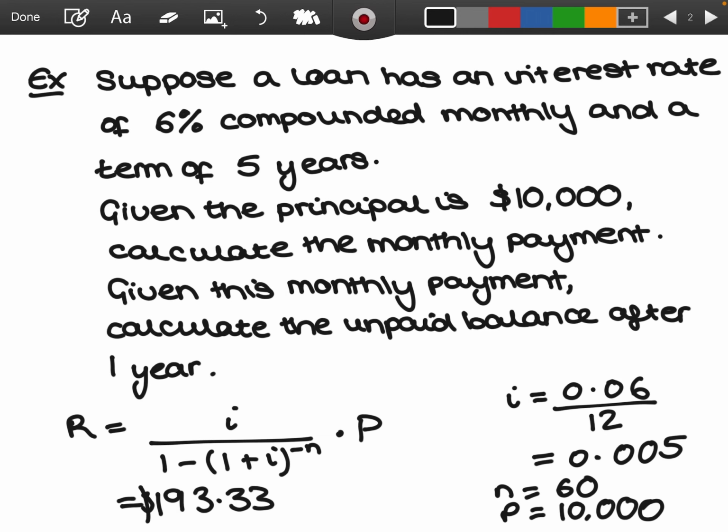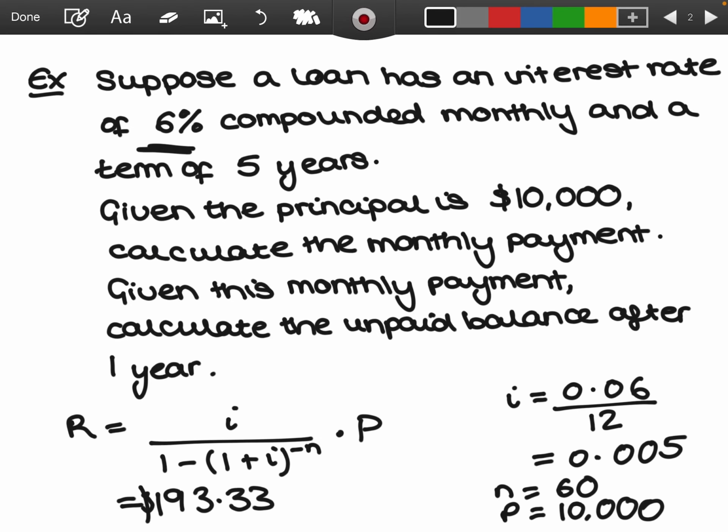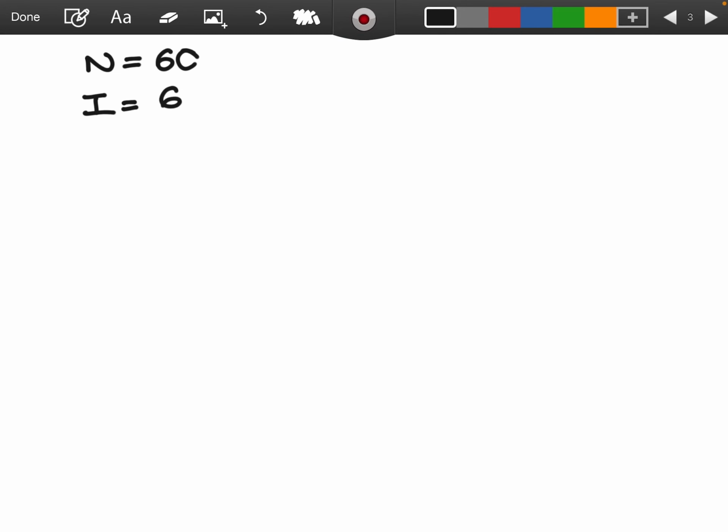If you go to your TVM solver, so you're going to go into apps on your calculator, finance and TVM solver, I'm going to tell you what the numbers are to plug in. So this time N, a capital N, is the number of payments, which again is going to be 60. We've got 60 payments here. I is the interest rate that is stated. It deals with the fact that it's compounded monthly, that comes later on. I is just the stated interest rate here, this 6%. So we're going to type in I is 6.